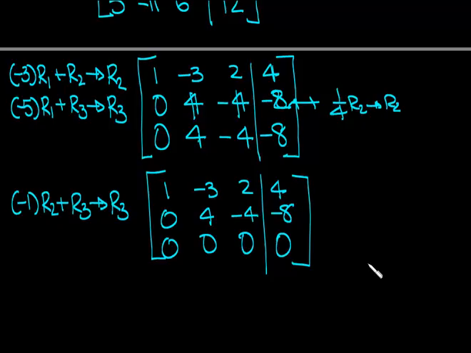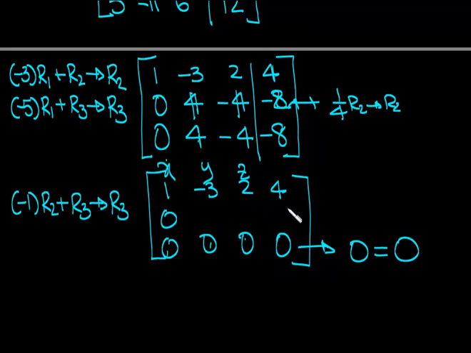Anytime you have a row of all zeros, you know we have infinite solutions, because this tells me how many x's do I have? 0. How many y's do I have? 0. How many z's do I have? 0. So this last row tells me I have 0 is equal to 0. Now, let's just say, for the sake of argument, you had a row of zeros like this.